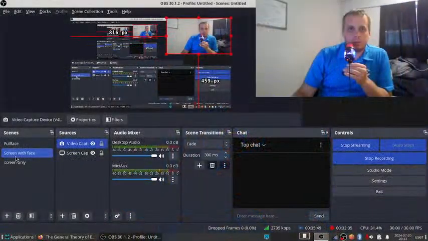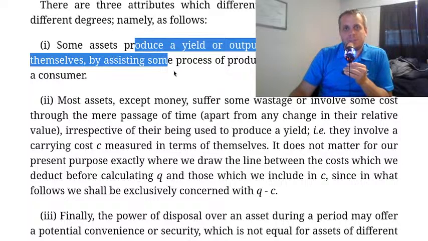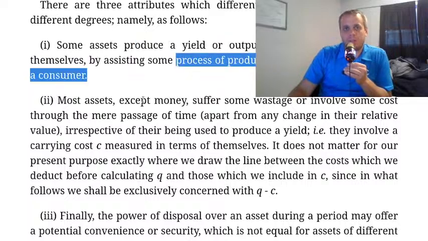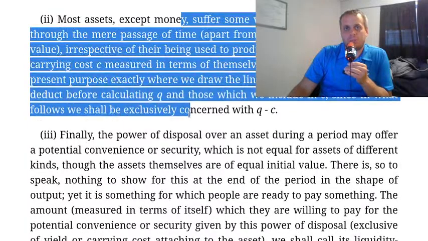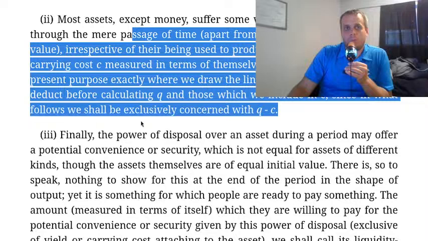But let's keep going. Let us consider what the various commodity rates of interest over a period of, say, a year are likely to be for different types of assets. So again, this is more technical stuff. You can go through it. He starts assigning variables. Some assets produce a yield or output Q measured in terms of themselves. By assisting some processes, production or supplying services to a consumer, most assets except money suffer some wastage or involve some costs through the mere passage of time.